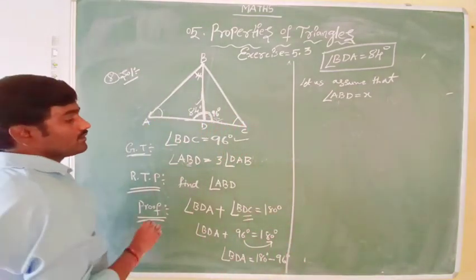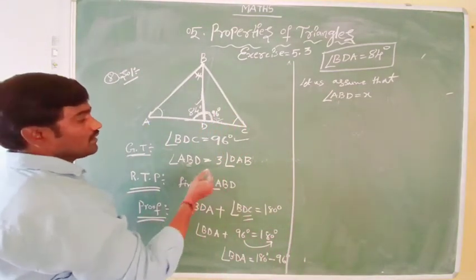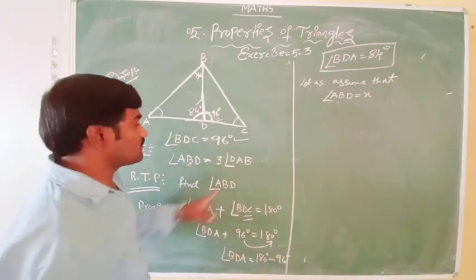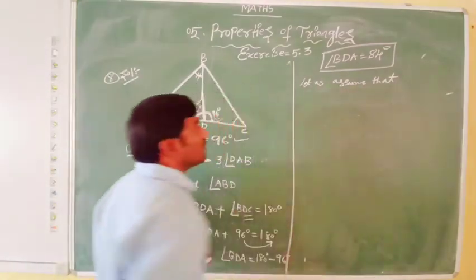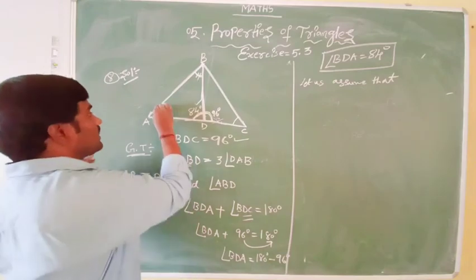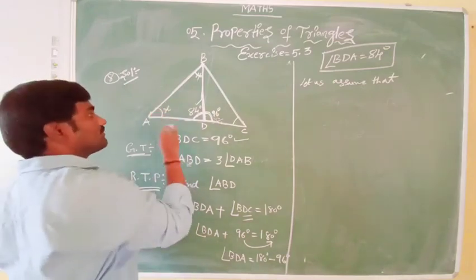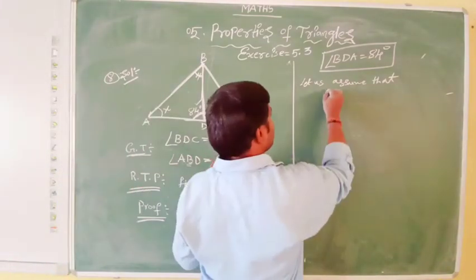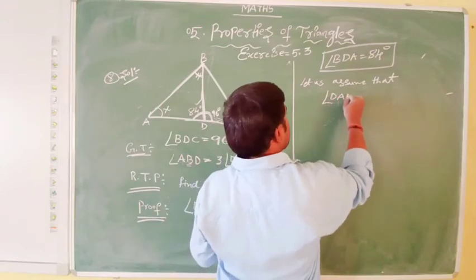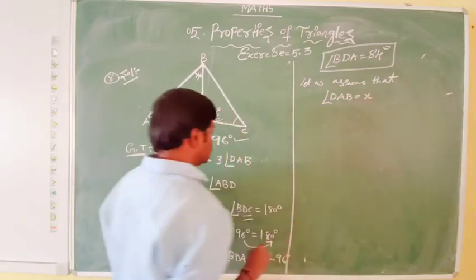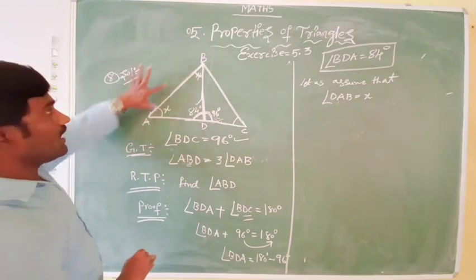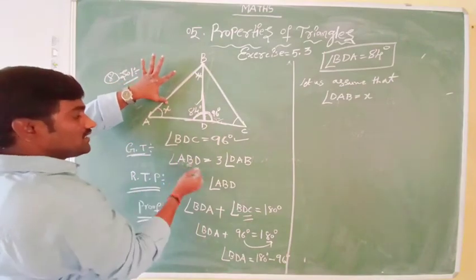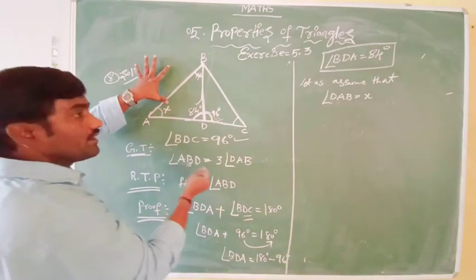Then here, we need to assume an angle like X. See, then we get the angle. This angle we will assume as X. What angle? Angle DAB equal to X we will assume. Here D to A to B, this angle is X.